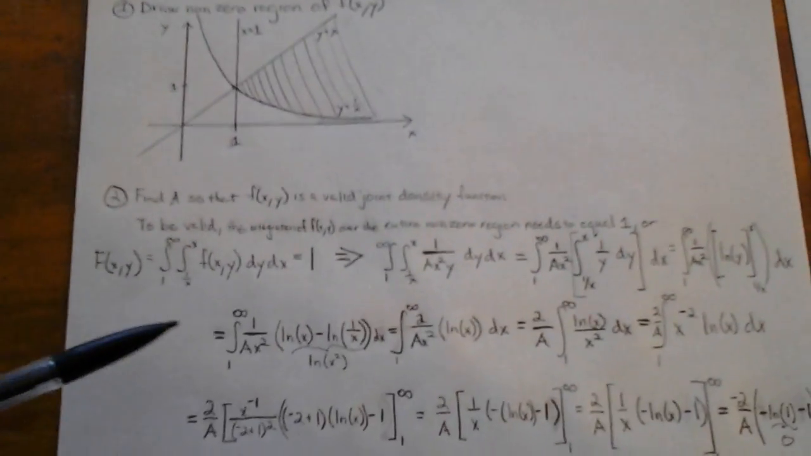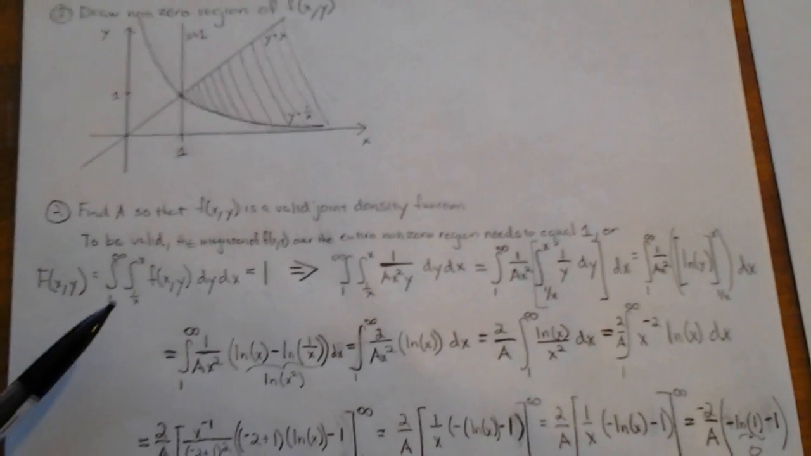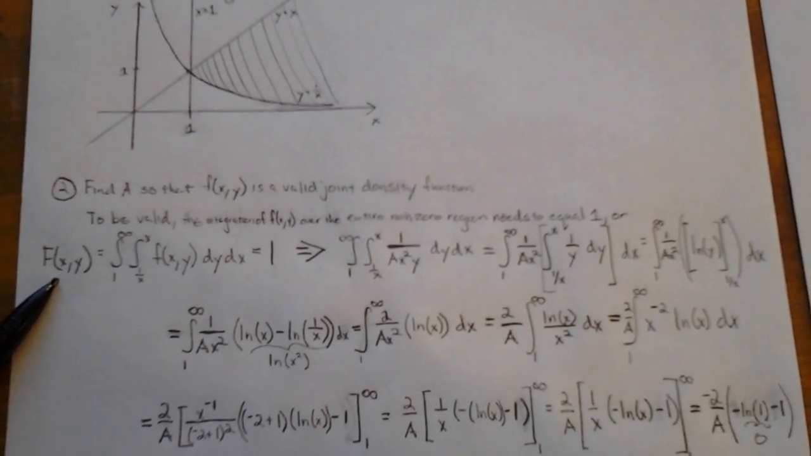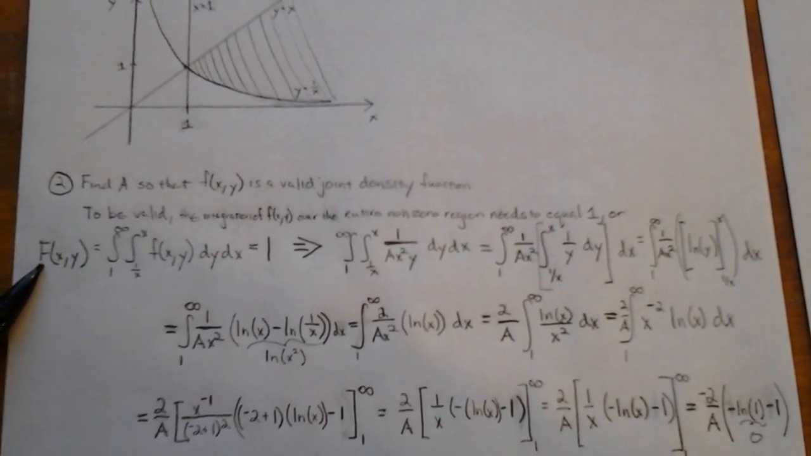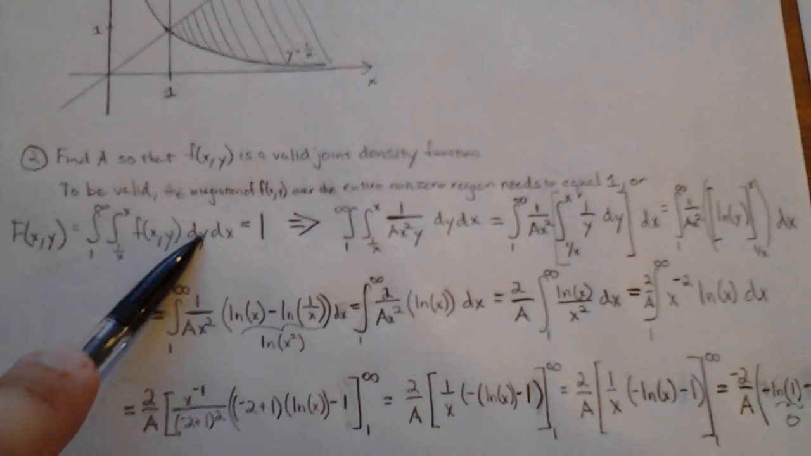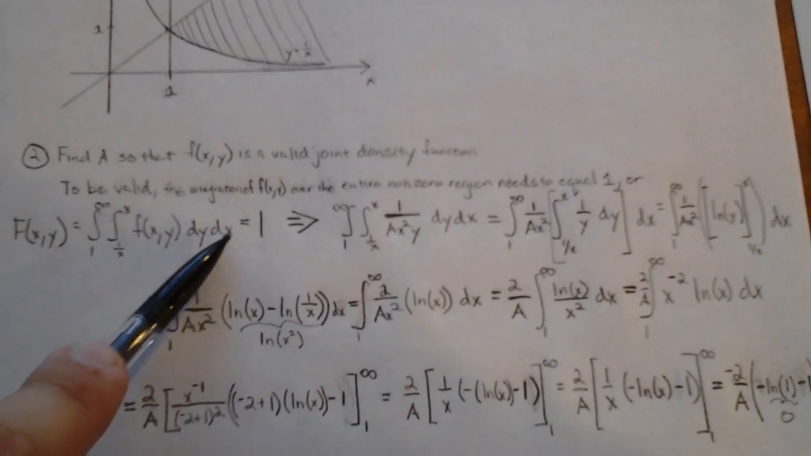It's going to be the same thing we've done before in other homeworks, but we are now doing a double integration. So I write it down right here. Our joint big F right here, we're going to be integrating twice. We're going to be integrating first over y and then over x.